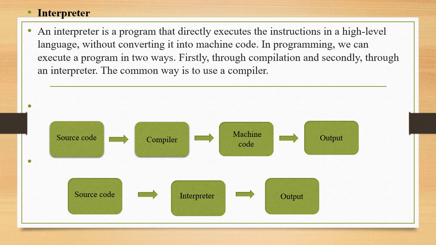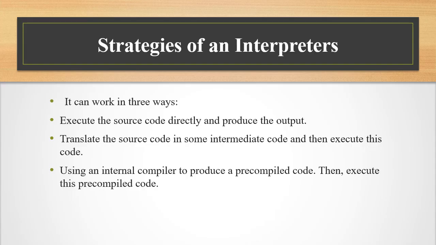Here the source code is compiled into a machine code and finally the output is gained while using the compiler. And while using the interpreter, the source code is interpreted and the output is gained. The following tactics are typically employed by interpreters to carry out programs. It can work in three ways: execute the source code directly and produce the output, translate the source code in some intermediate code and then execute this code using an internal compiler to produce pre-compiled code, then execute this pre-compiled code.